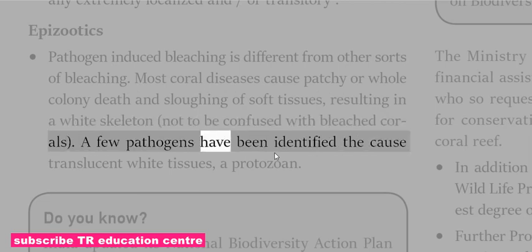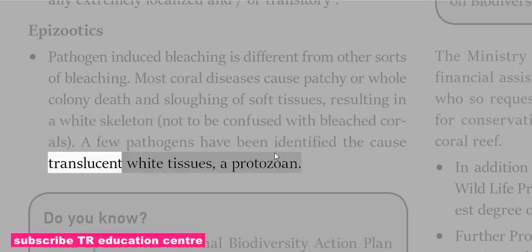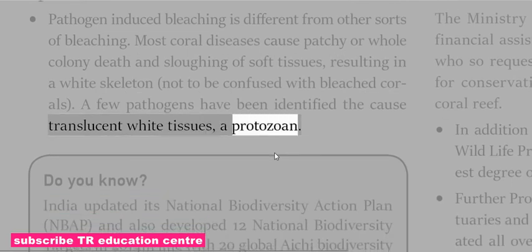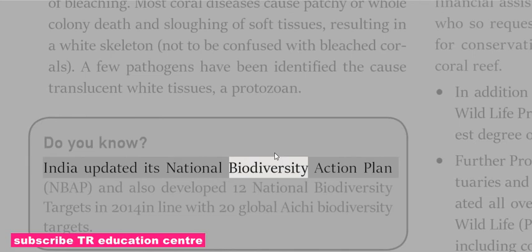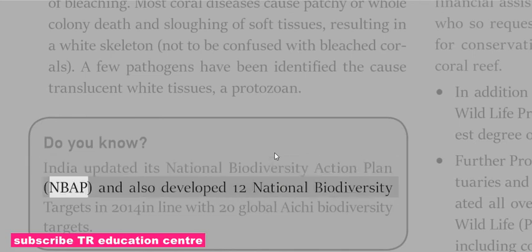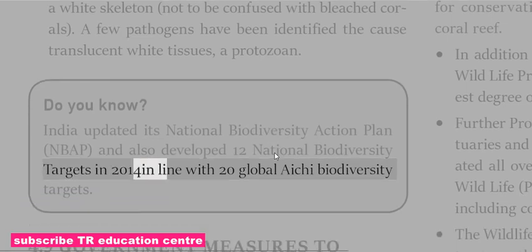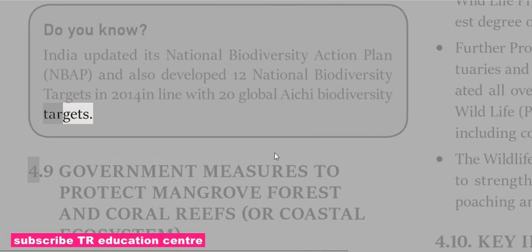A few pathogens have been identified that cause translucent white tissues, a protozoan. Do you know? India updated its National Biodiversity Action Plan, NBAP, and also developed 12 national biodiversity targets in 2014 in line with 20 global Aichi biodiversity targets.